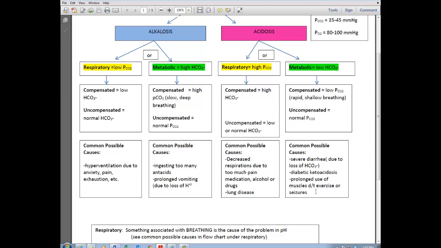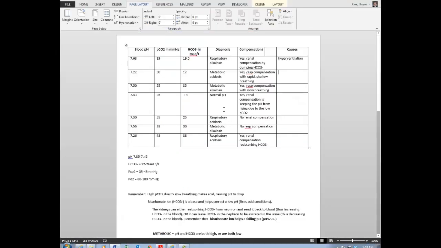So if we look back at our chart, do we have any information here? Well, here we have a low bicarbonate ion, so that could be due to diarrhea. We'll just put that one down as a possible cause. Oh, I'm bad at spelling that. So looking at metabolic alkalosis, we have a respiratory compensation, we have a high bicarbonate ion.